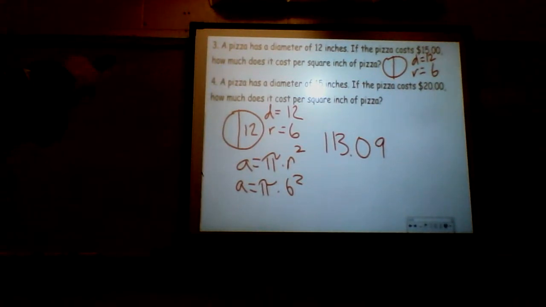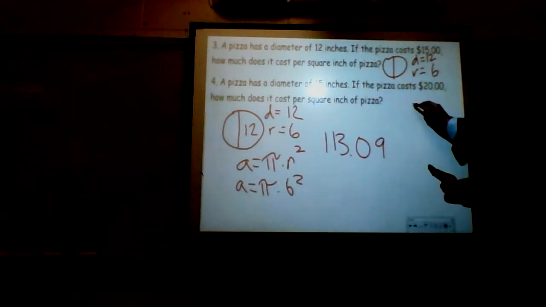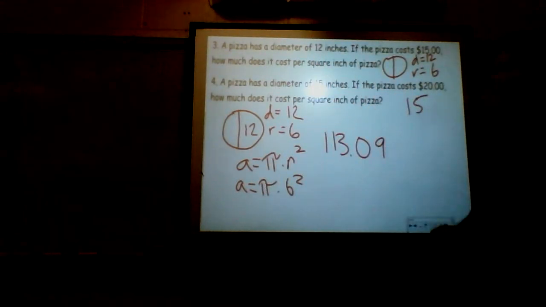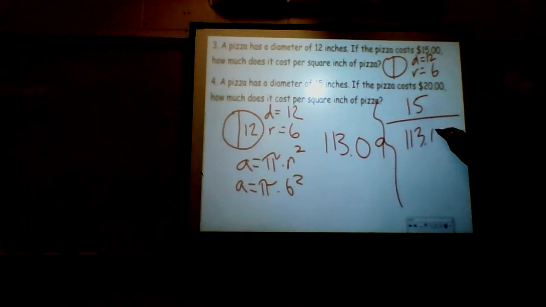If the pizza costs $15, and I want to know how much it costs per square inch, let me think about that for a second. The whole pizza costs $15. I'm going to divide that by how much there is in the pizza. And I'm going to find out that each square inch of the pizza costs 13 cents.